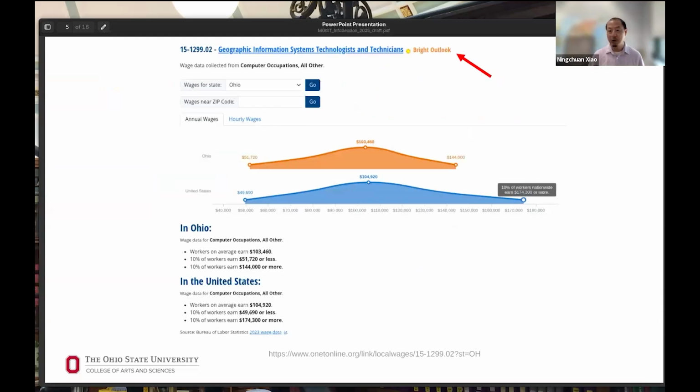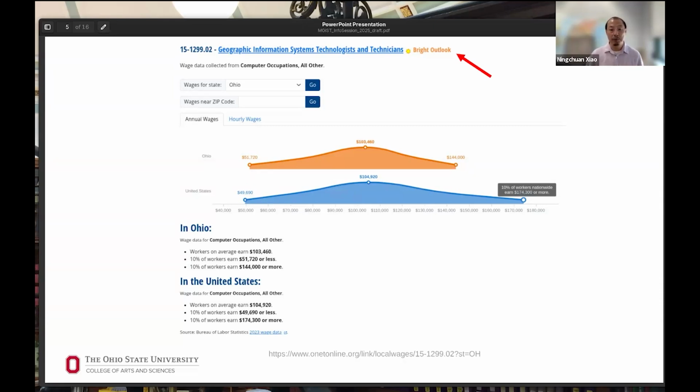Now, let's take a look at the wages. So this slide shows the wages of GIST professionals in the nation and in the state of Ohio. In general, the average GIS professionals earn more than $100,000 a year, but there's a range. For example, 10% of the workers in this field in Ohio earn more than $144,000 a year, while another 10% earn less than $51,000 a year. All of those numbers are good numbers, if you ask me. So nationally, the numbers are similar.